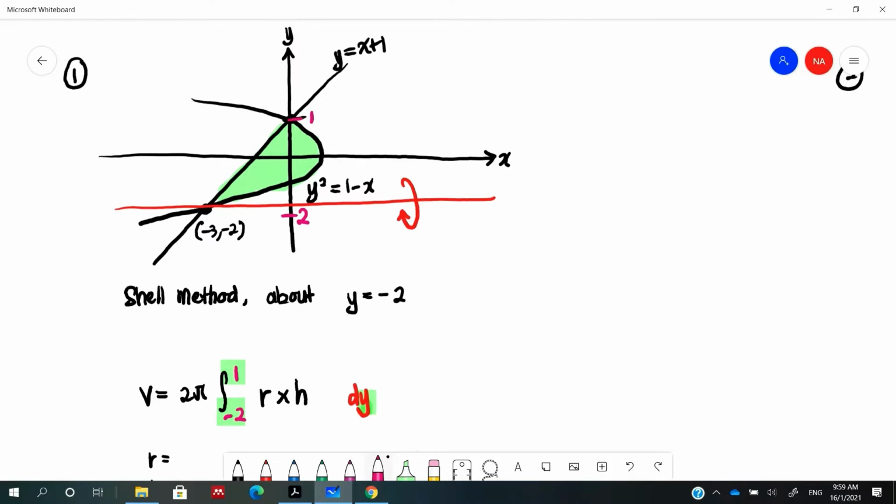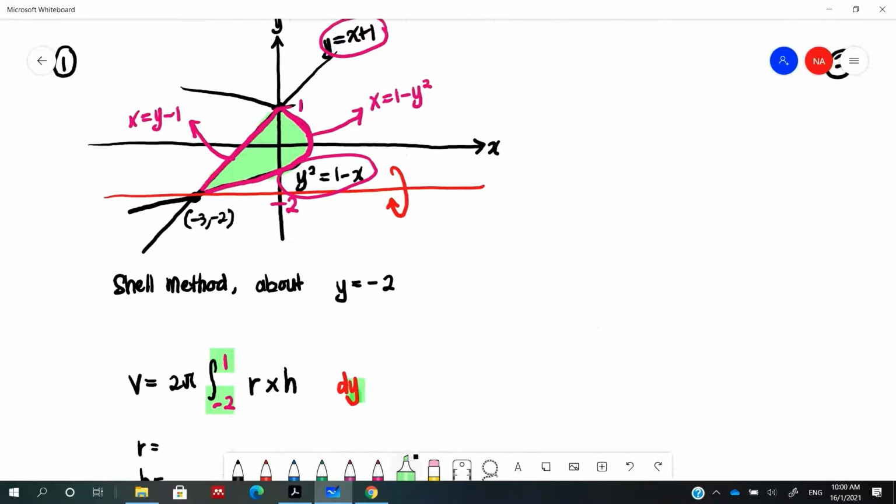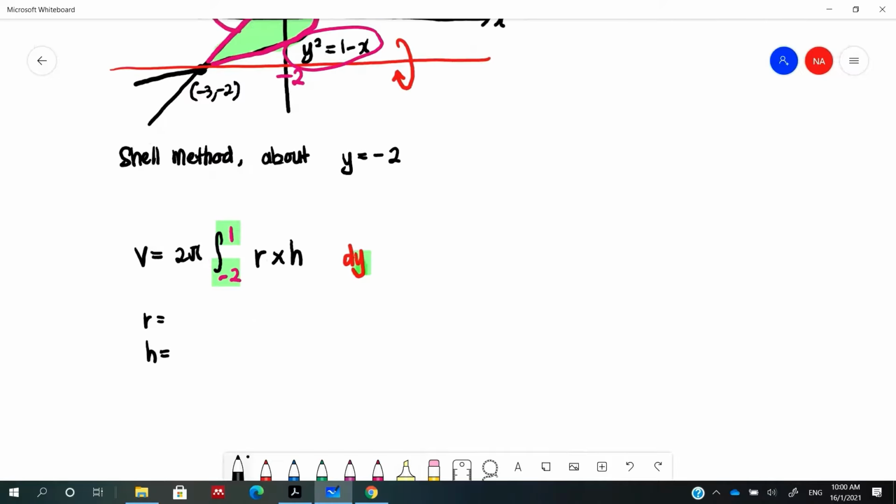So the right function is actually this one. We should write it in terms of y, so we have to modify this equation. It will be x equal to 1 minus y squared as the right function. And the left function is given by this line, where we modify the equation to be x equal to y minus 1. So that is the height, 1 minus y squared at the right.